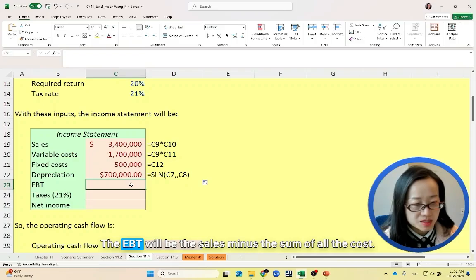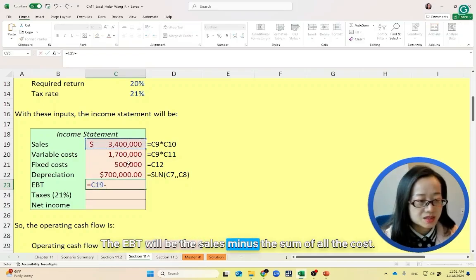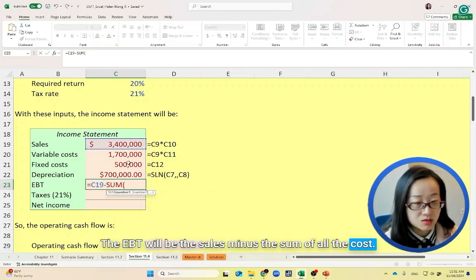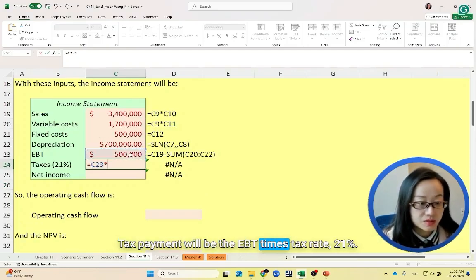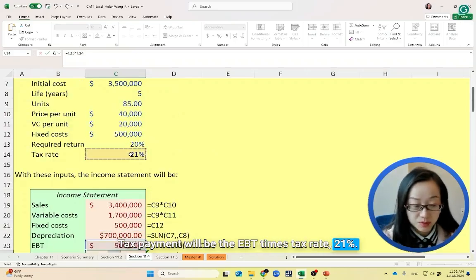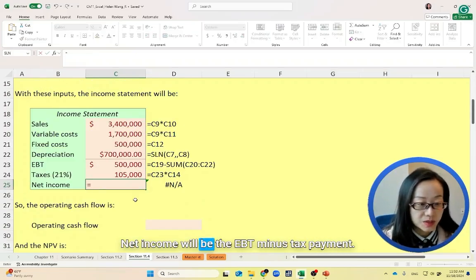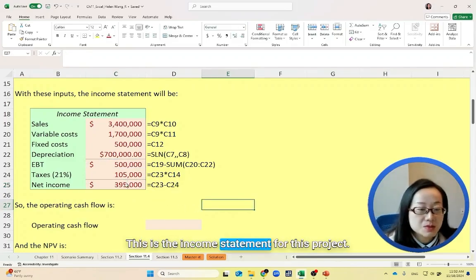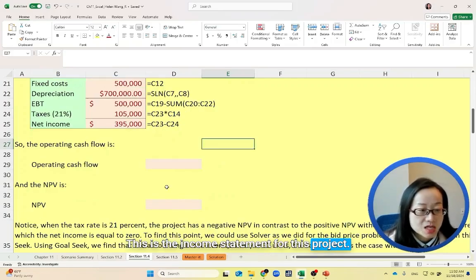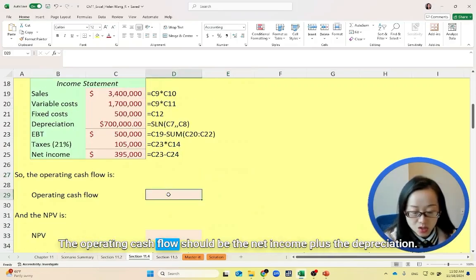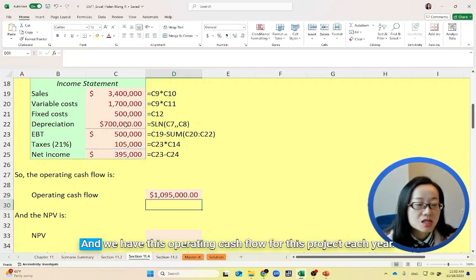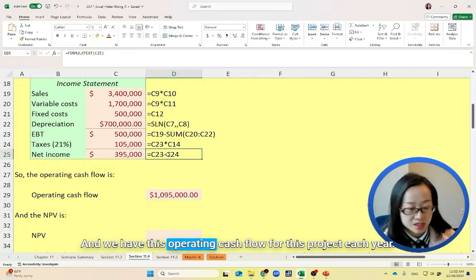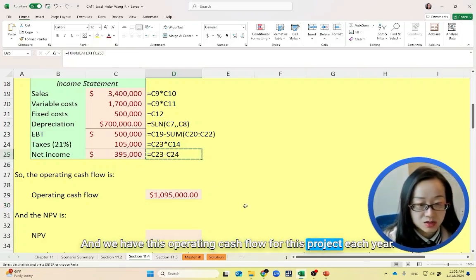The EBT will be sales minus the sum of all the cost. Tax payment will be the EBT times tax rate, 21%. Net income will be the EBT minus tax payment. This is the income statement for this project. The operating cash flow should be the net income plus the depreciation. And we have this operating cash flow for this project each year.